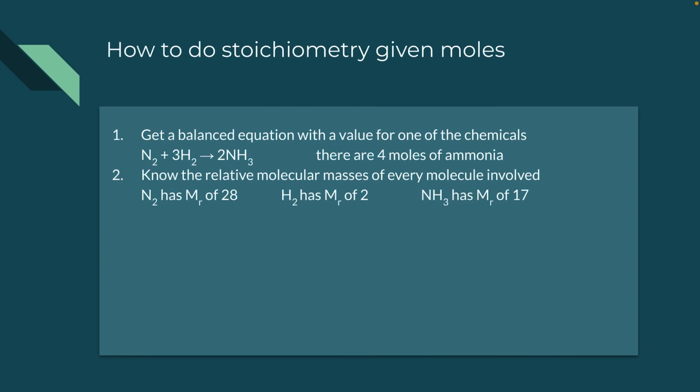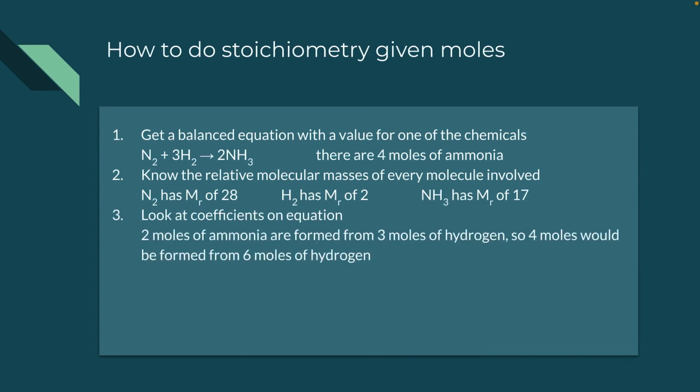Then you have to know the relative molecular masses of every molecule involved. You can memorize it like I do, but if you don't want to, then just have a periodic table and add up all the atomic weights. Then you look at the coefficients, which are the numbers in front of the chemicals or molecules. So you can see that 2 moles of ammonia are formed by 3 moles of hydrogen. You can see that 3H2 makes 2NH3.